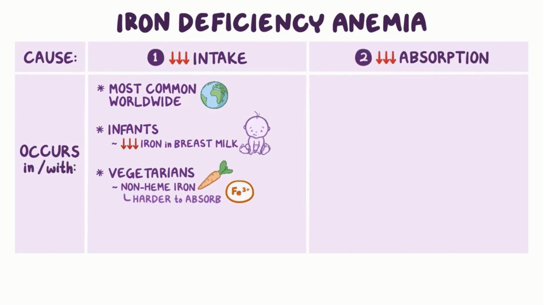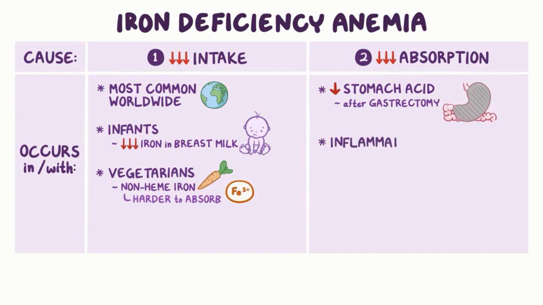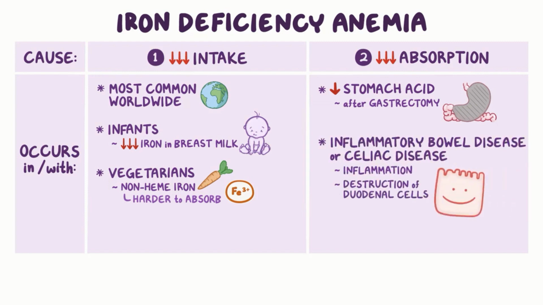Decreased absorption can also occur when there's a decrease in stomach acid production, like after a gastrectomy, where a part of the stomach is surgically removed. Finally, decreased absorption can also occur with inflammatory bowel disease or celiac disease, both of which cause inflammation and destruction of duodenal cells.